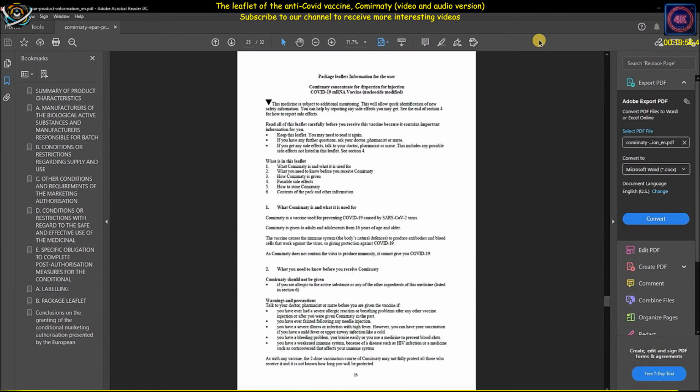Package leaflet: information for the user. Comirnaty concentrate for dispersion for injection. COVID-19 mRNA vaccine, nucleoside modified. This medicine is subject to additional monitoring. This will allow quick identification of new safety information. You can help by reporting any side effects you may get. See the end of section 4 for how to report side effects.